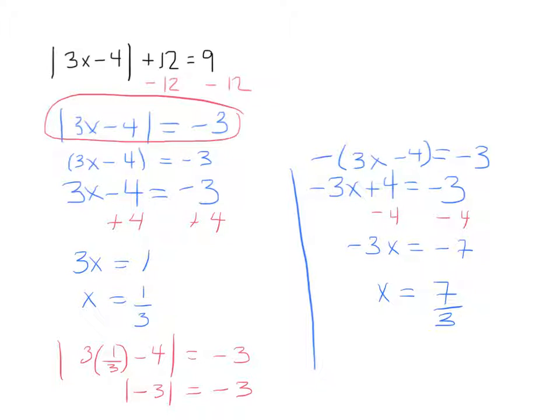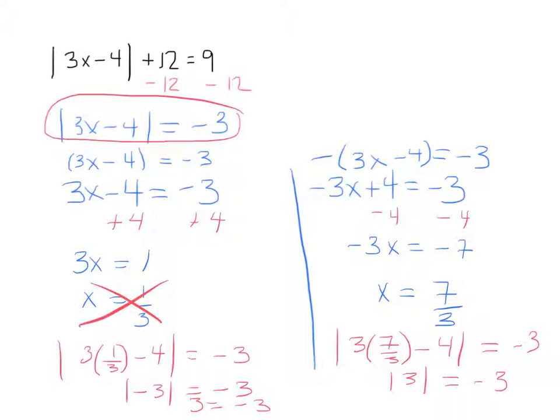Does it? Does the absolute value of negative 3 equal negative 3? No. Absolute value of negative 3 is 3. So that's actually not a solution. That's extraneous. Let's try the other one. 3 times 7/3 minus 4 equals negative 3. I get the absolute value of 3 equals negative 3. 3 equals negative 3. That's also an extraneous solution. So this one actually has no solution.